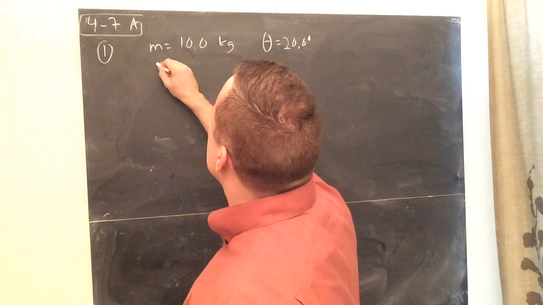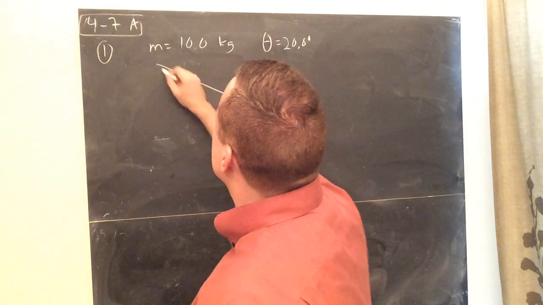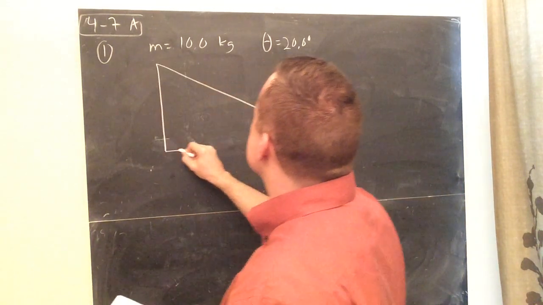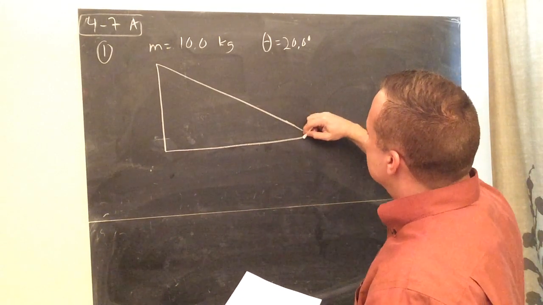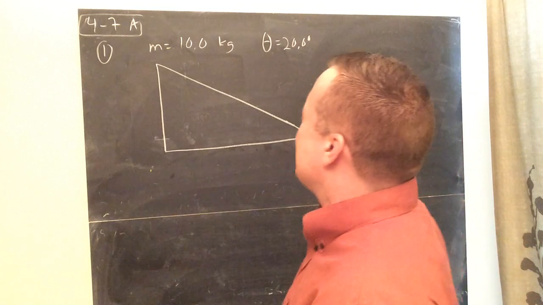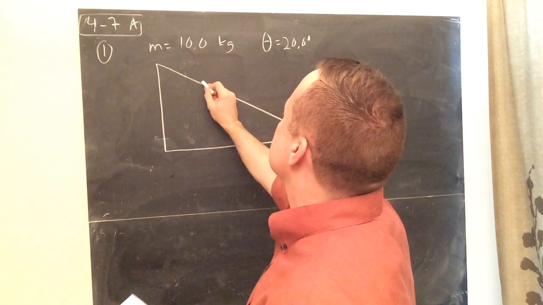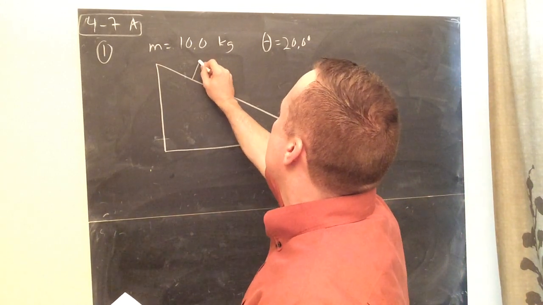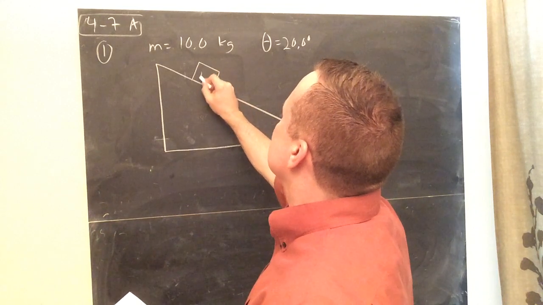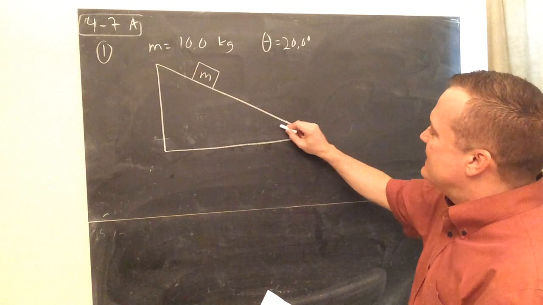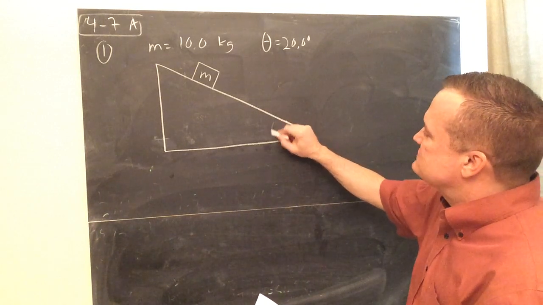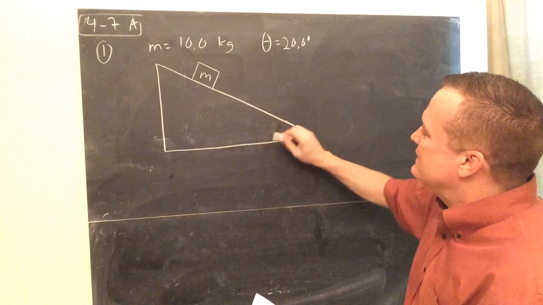All right, so I'm going to draw a triangle, slide. I'm just going to make an inclined plane this time. I'm going to try to get larger, so maybe it'll be easier to see my diagramming. Okay, now it says there's a box up here, mass of 10 kilograms. Then it says this has an angle theta, which we know is 20. I'll just put 20 there.